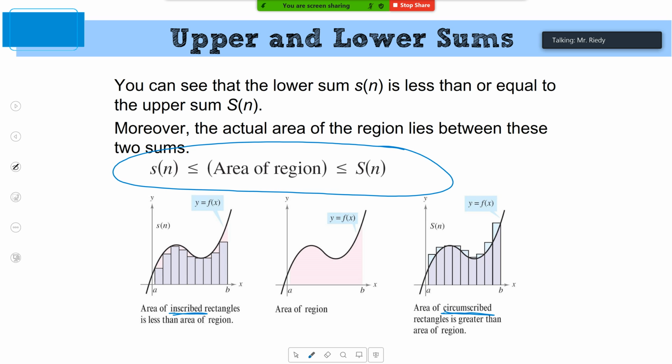Okay, the middle part is the actual area of the region. The upper sums, this guy is always greater than. Lower sums are always less than. Okay? So the process that I went through to find the left-hand and right-hand rectangles is a little bit different than what I'm going to use for upper and lower sums. It just requires one different step.